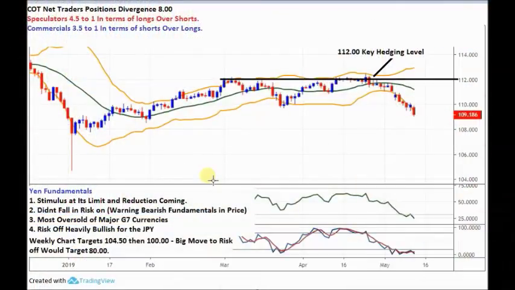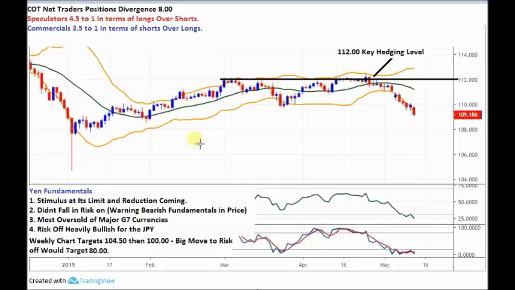Okay, let's go and take a look at the trade setups. It's going to be USD JPY first. On the USD JPY daily chart, just before we draw some levels and look at the technicals, I want to go through the sentiment behind the chart.